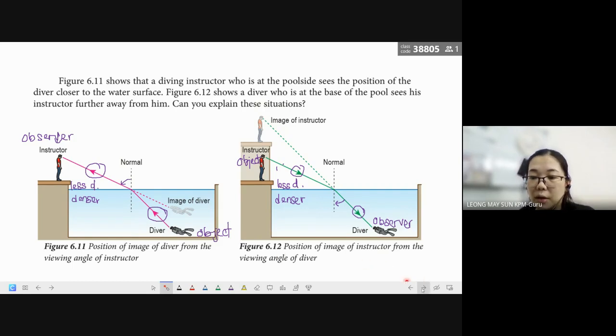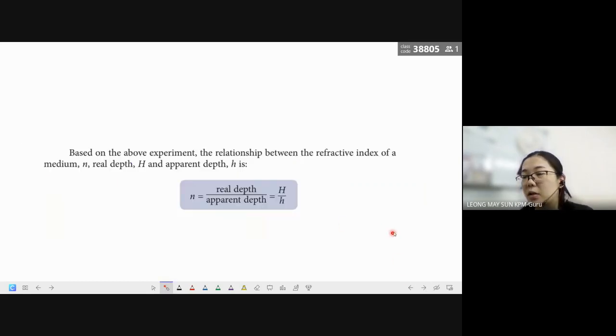Obviously, this entire chapter is talking about formulas also, especially refraction of light. The third formula is the relationship between the refractive index of the medium with the real depth and apparent depth. Real depth is the bigger value, right? Real depth is much deeper compared to the apparent depth, because the image of the object will normally be somewhere higher, so the apparent depth is much more shallow.